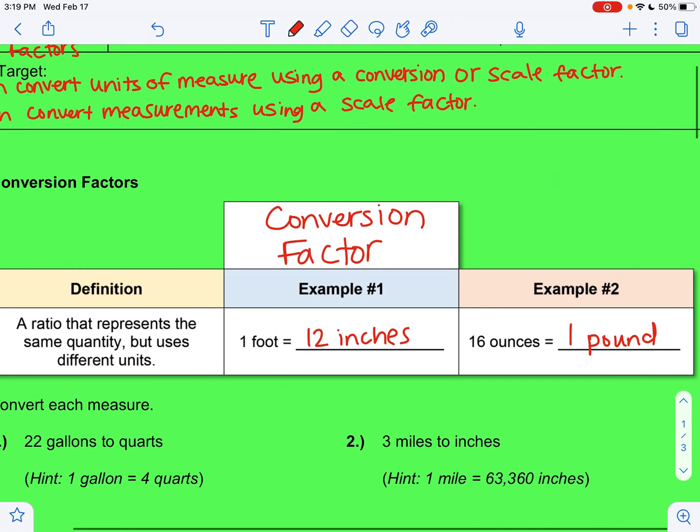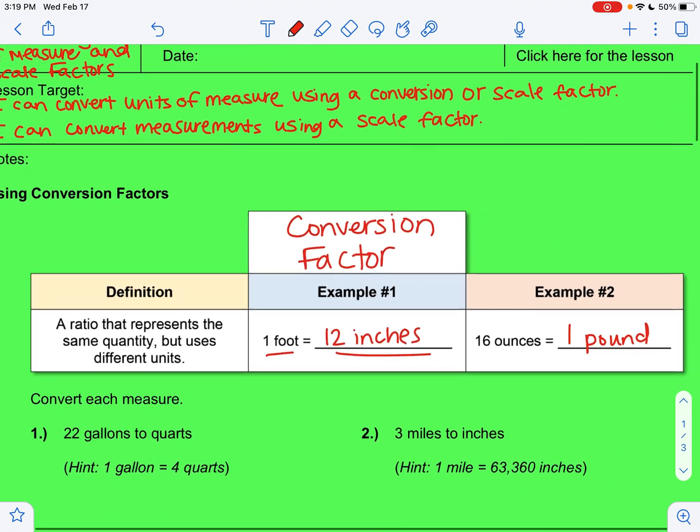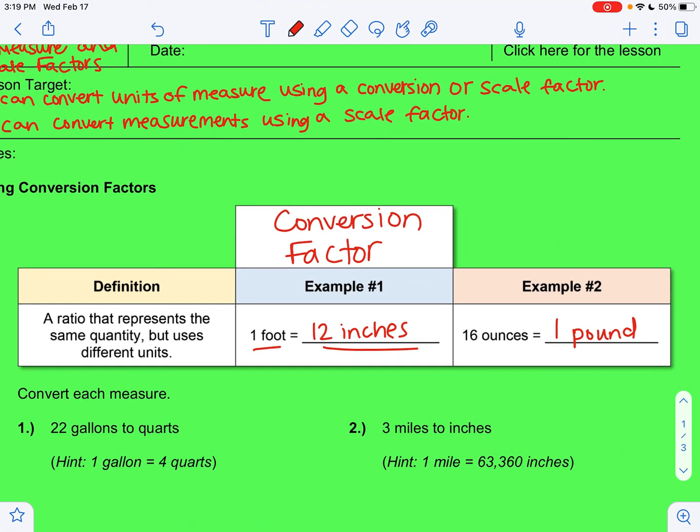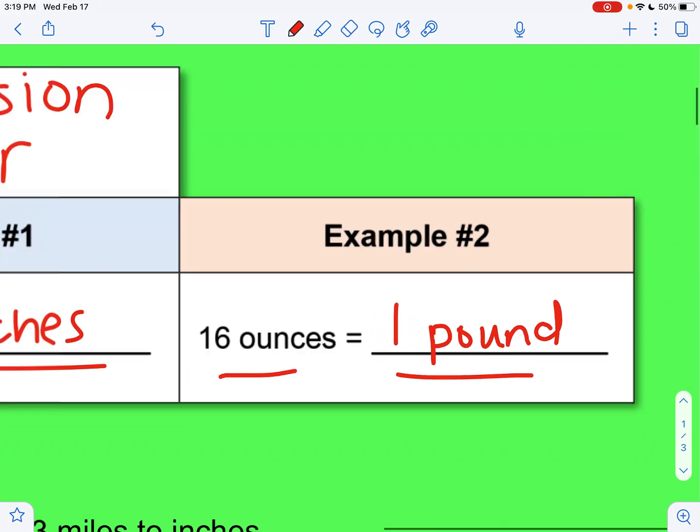Our vocab word is conversion factor. A conversion factor is a ratio that represents the same quantity but uses different units. For example, you may have heard of 1 foot before, and 1 foot is really 12 inches. Those two numbers mean the exact same thing, but the units on the end are different. Same thing goes for ounces and pounds. 16 ounces are in 1 pound. These are equal. They're the same thing, but we're using different units.